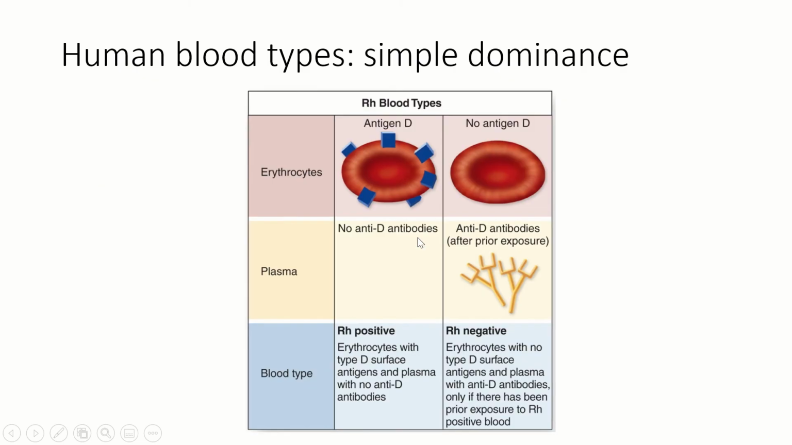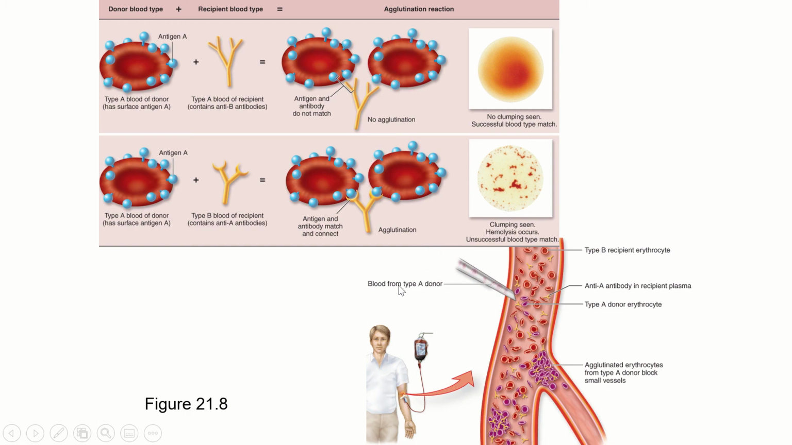Do I have the thing? Oh, no. Oh, here it is. Okay. So this is what happens. Here is a donor with type A blood and a recipient with type B blood.